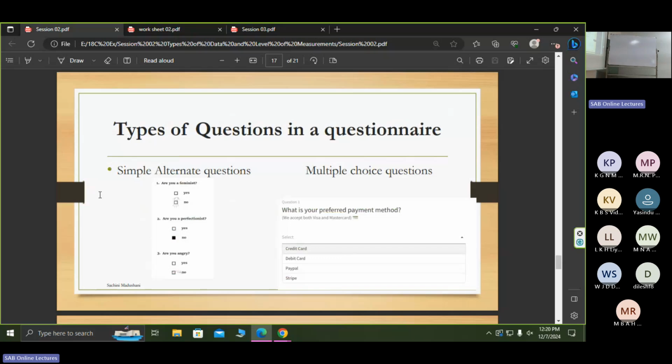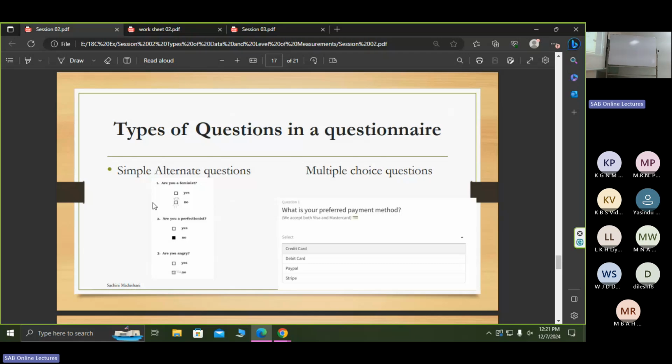The first question type is simple alternative questions. It means simply a yes or no question. Only two options are there, yes or no, or otherwise true or false. Understood? This kind of question we call simple alternative questions. It consists of only two answers, and we select only one option. Always two responses are available. It's clear? An example: are you a feminist? Yes or no. Two options are there.